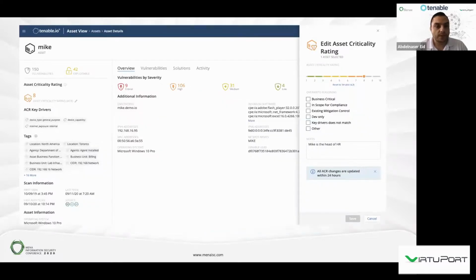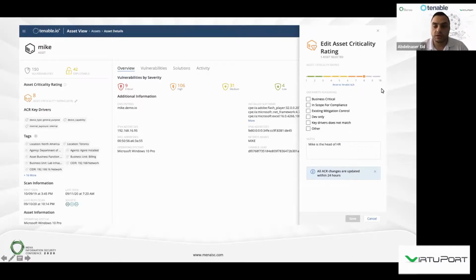risk value. If we look at this output from the Tenable IO platform, on the right hand side, we can see that there is a specific rating for the asset itself. By this, the solution will automatically try to assign a weight, or let's say a value, for that asset, taking into consideration the position of that asset in the environment and the functionality of that asset. So it will try to assign an automatic asset criticality rating.